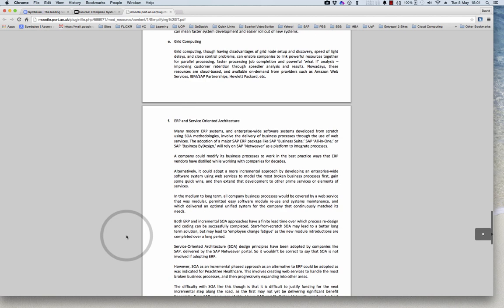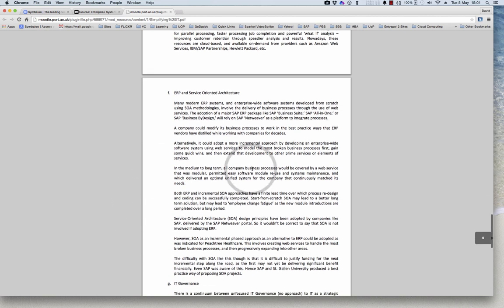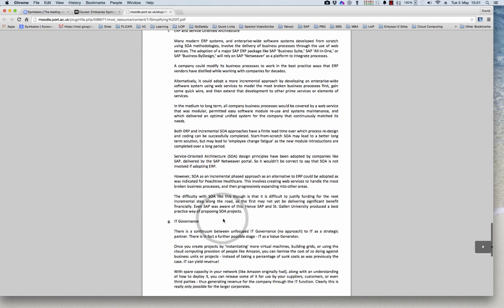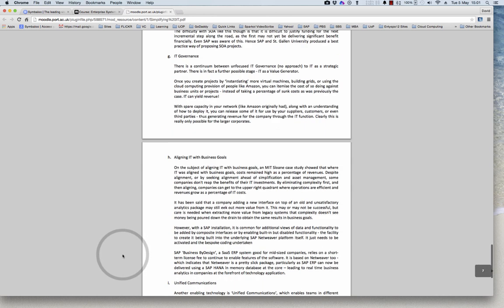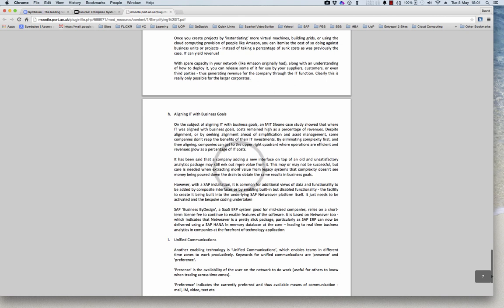And then you have ERP and service-oriented architecture. That would be the next thing. IT governance, bringing that in to make sure that you actually run all your IT assets properly, and you don't allow server sprawl and those kind of things. And then you align your IT with business goals.